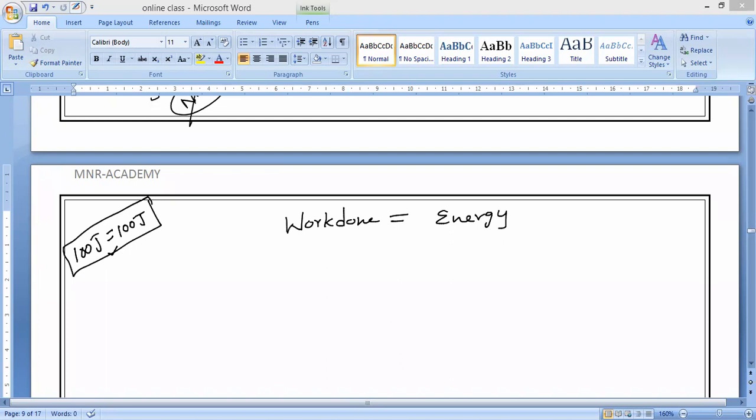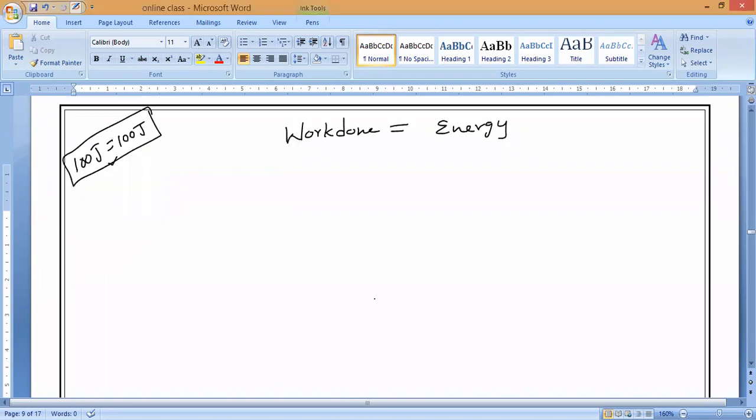Now, as we know, energy can act in any direction. So if there is no direction, energy is which quantity? Scalar quantity.